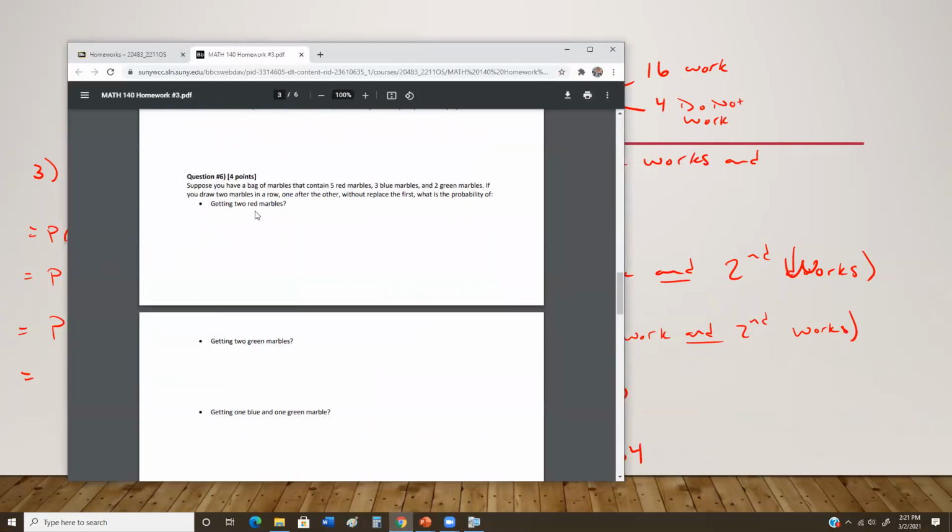So for a problem like I just did, when you go to do your homework, question number 6 is just like this PlayStation stuff I did. Okay, especially when you get to this last one. One blue and one green. There's 2 ways you could do it. You could get a blue and then a green, or you can get a green and then a blue.